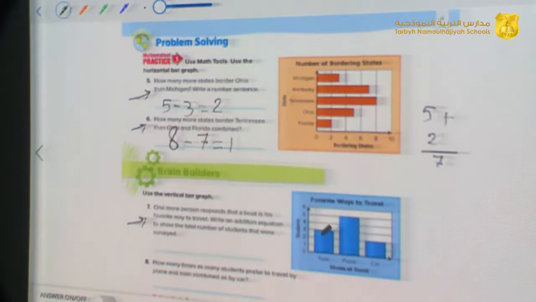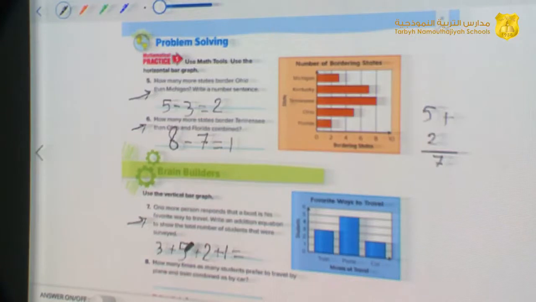We will add all of these 3 bars' numbers, and also don't forget the 1 for the boat, the additional 1. So I will do that. 3 plus the plane has 5, so 5 plus car has what? Has 2. Don't forget this one more person. Yes, plus 1 equals what?